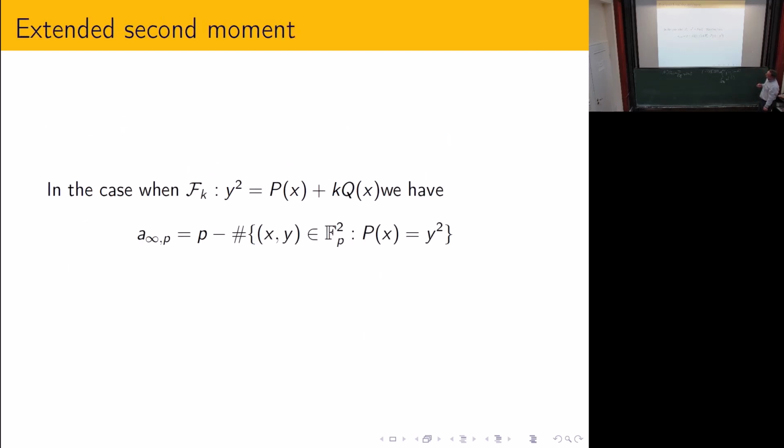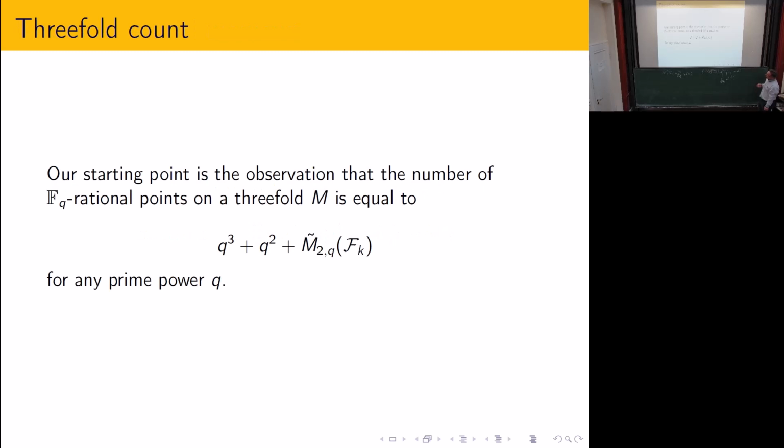Okay, and now you notice the obvious observation: the number of points on this compactified threefold, which is the total space of the Kummer self-product, is equal to q cubed plus q squared plus the second moment. This is for any prime power, any characteristic, even 2. For 2, this term completely vanishes tautologically, and otherwise it is non-trivial. So if we have any way of computing the number of points on this threefold that goes beyond the definition, that will be our proof.